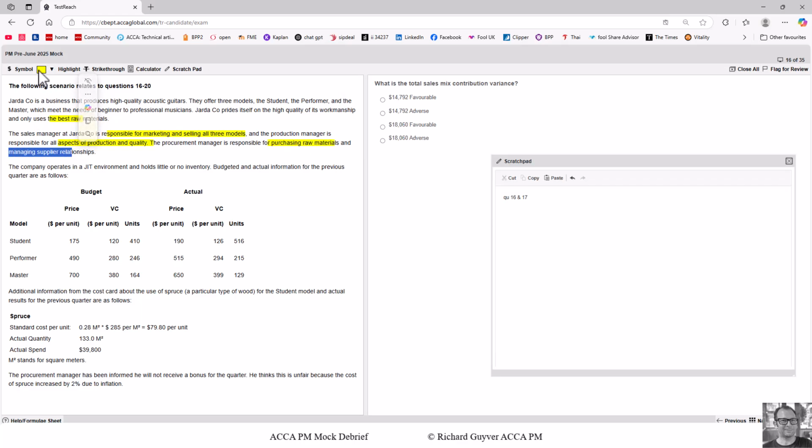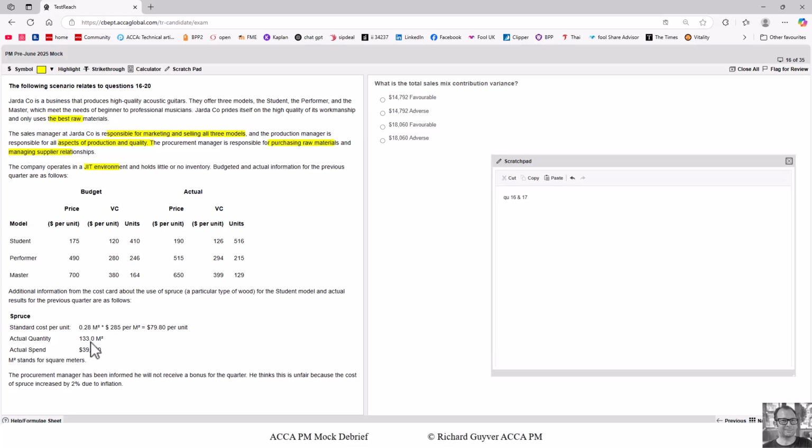That's quite nice. We've been given those very specific areas of control for each of those managers, and it may be one of our questions is going to ask us to use some of that. The company operates a just-in-time environment and holds little or no inventory. Budgeted and actual information for the previous quarter are given below. We've got the models of guitar and the budget. We've got the budgeted price, the variable cost, number of units, and then we've got the actuals to the right. Additional information from the cost card above about the use of spruce, which is a type of wood, and the actual results from the previous quarter are as follows.